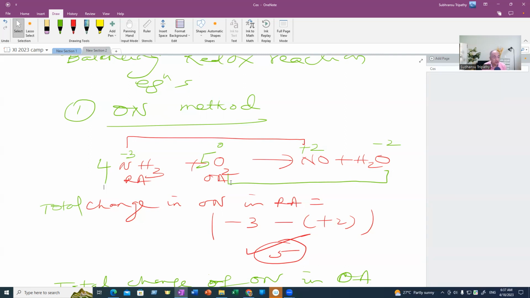Yes. In the total reaction, the total number of electrons gained should be equal to the total number of electrons lost.